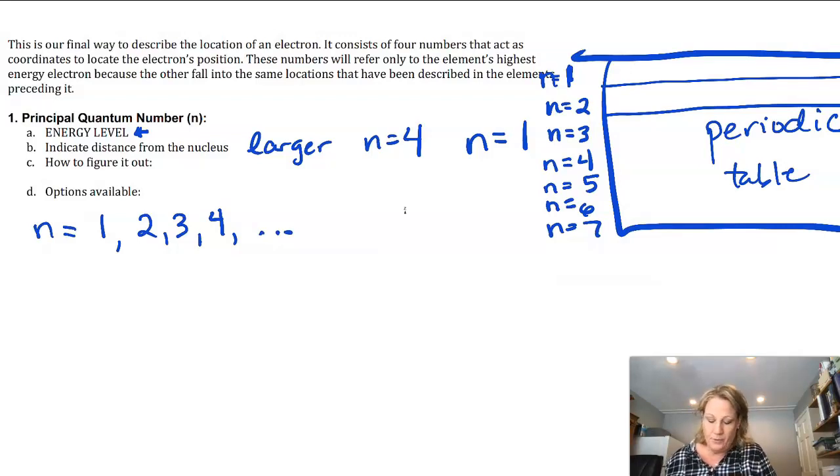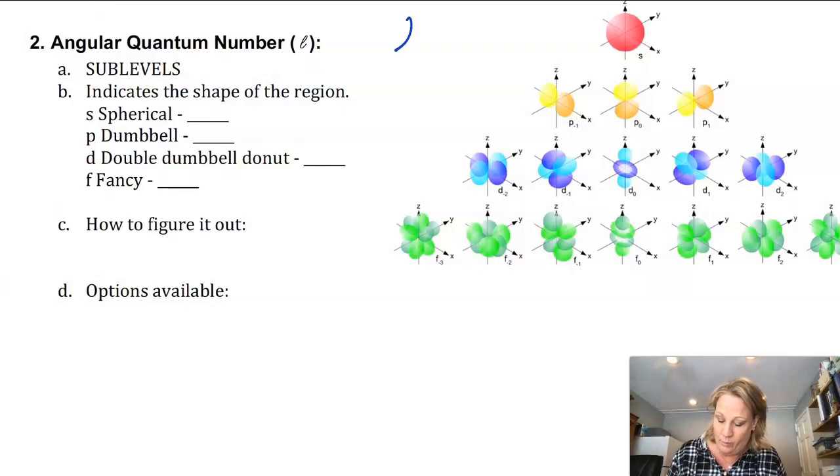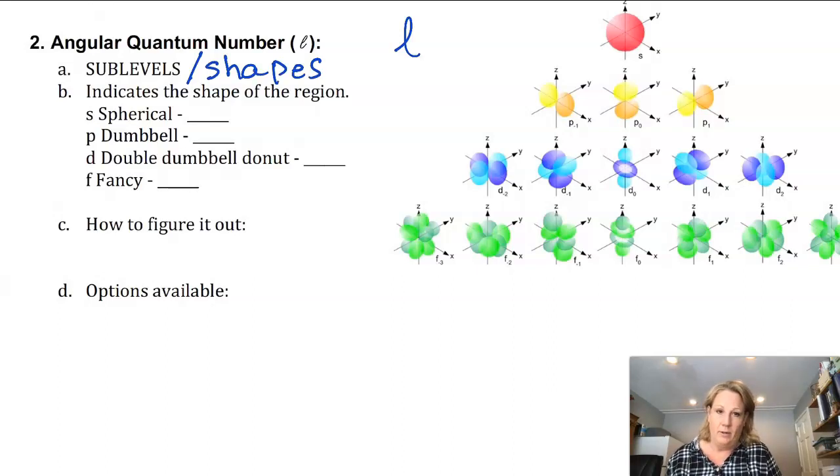So we will move on then to the angular momentum, or angular quantum number. We use a loopy kind of l for this. This quantum number tells you the sublevel, or the shapes, that are within the principal energy level. This is where it's really different than just having those orbits. When I'm in n equals 3, the third level away from the nucleus, I'm not going to have orbits, but I'm going to have these shapes that you see over here. And these are the shapes based on math and probability of where the electrons are likely to be.